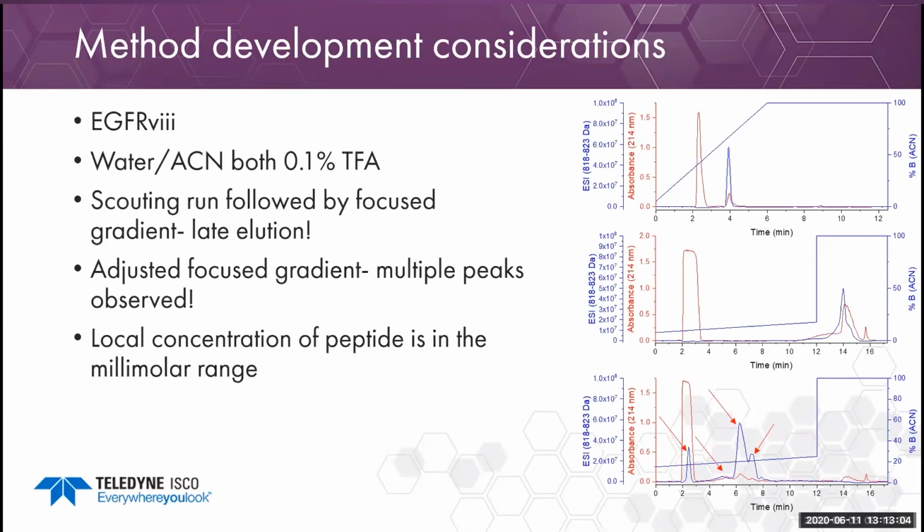Injecting a larger mass of peptide will make the situation even worse. Analytical HPLC injections contain so little material that TFA can control the ionization and the pH is not affected.